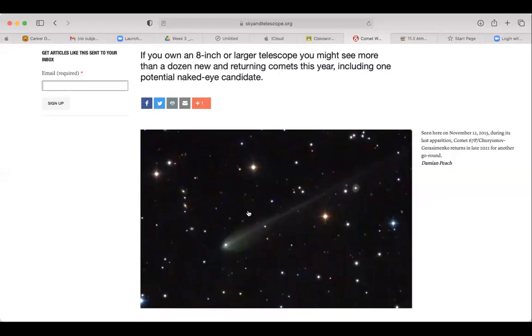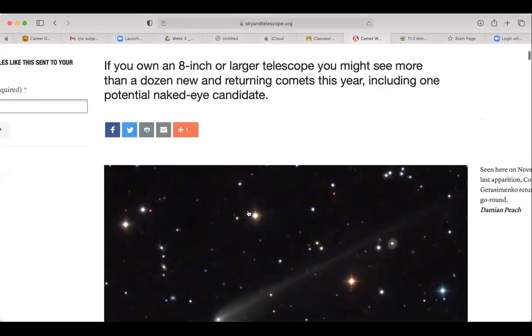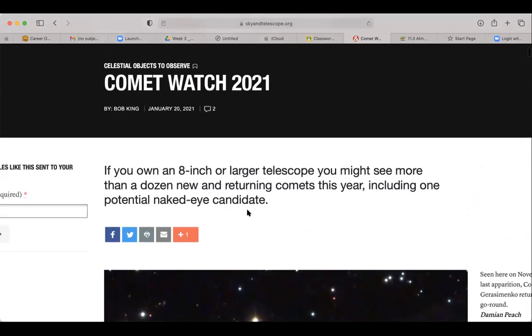Right, so let me share this particular document with you now. I'm just sharing a link with you. I hope now you can see it. This is an article just published yesterday in Sky and Telescope magazine, and it is basically briefing the comets that you can watch in 2020, right? But see the topic here: if you have an 8-inch or larger telescope, you might see more than a dozen new returning comets this year. So there is a condition to look at these comets, right?